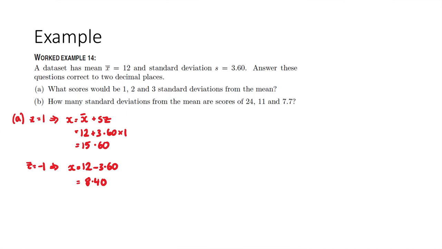So here's a classic example. What scores would be 1, 2, and 3 standard deviations from the mean? Remembering that one standard deviation from the mean could be above or below.